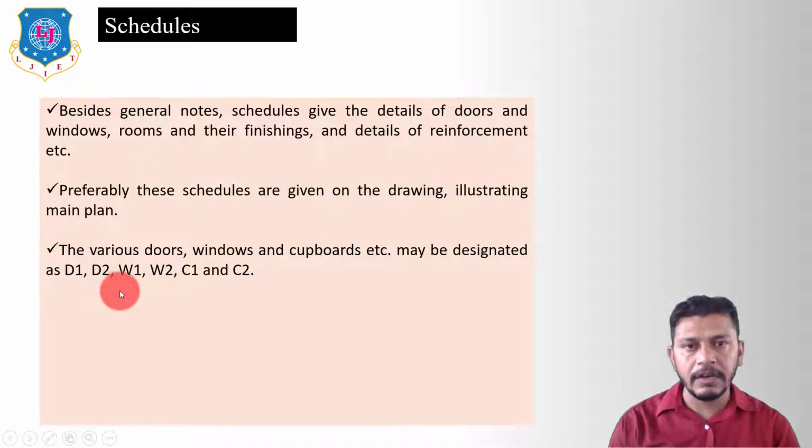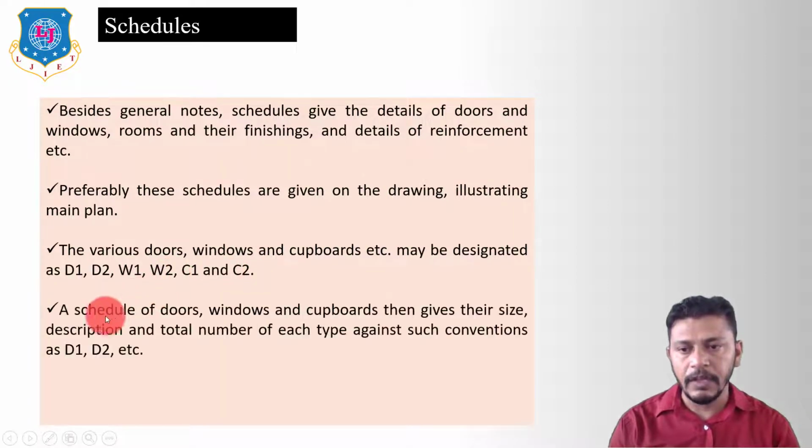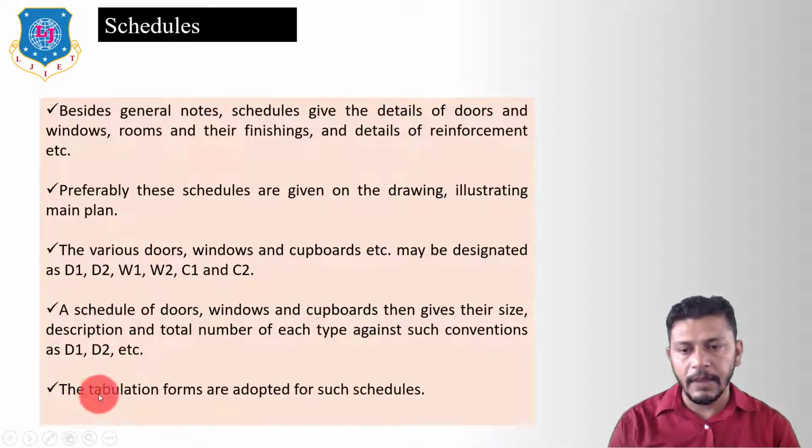That means in a particular plan, if we have more than one door of different sizes, then they may be designated by D1, D2. We have different windows of different sizes, and they may be designated by W1, W2. Same for the cupboards, that is C1, C2. So a schedule of doors, windows and cupboards gives their size, description and total number of each type against such conventions as D1, D2, etc. The tabulation form is adopted for such schedules.